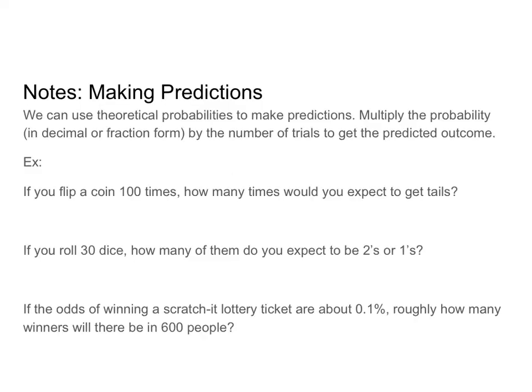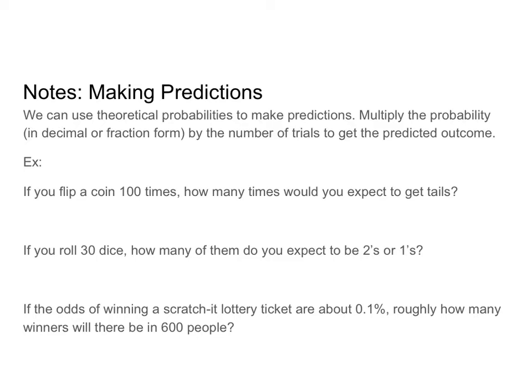In this video, we're going to look at how to apply probabilities and make predictions using probabilities. So once you've found a probability using what we learned in the last video, you can use them to make predictions. So you multiply the probability by the total number of trials to get the predicted outcome.